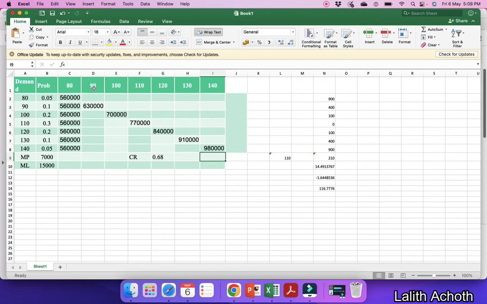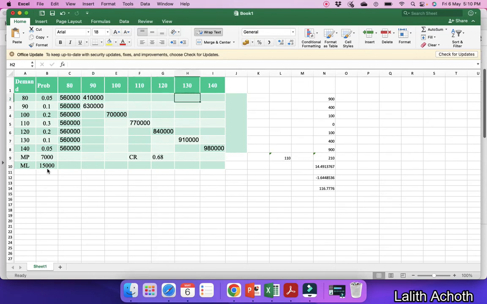But supposing he has an inventory of 90 and the demand is only 80, that means he will sell all the 80. So that will be 80 into 7,000. And on the remaining, the difference between 90 and 80, he will lose 15,000. So his total revenue is not 5,60,000 because he has a certain amount of excess inventory which he will have to sell at a salvage value, and it will become 4,01,000.